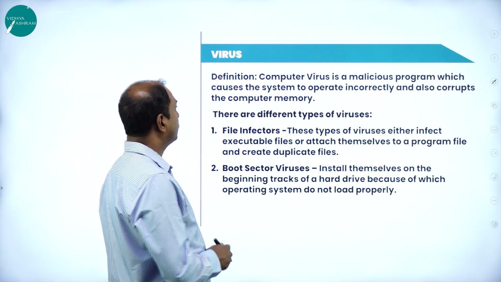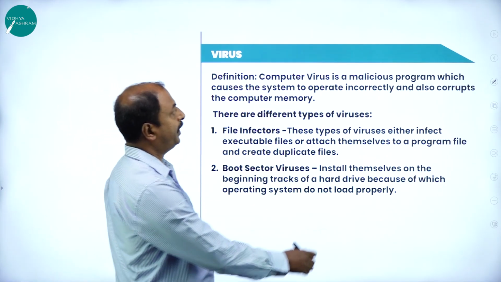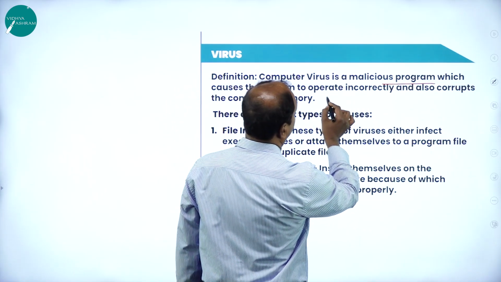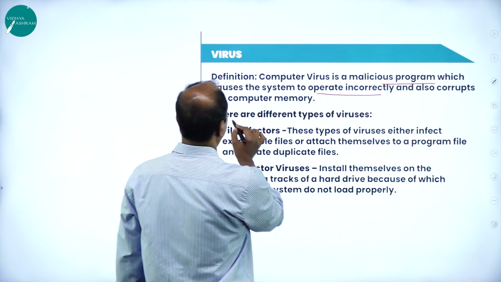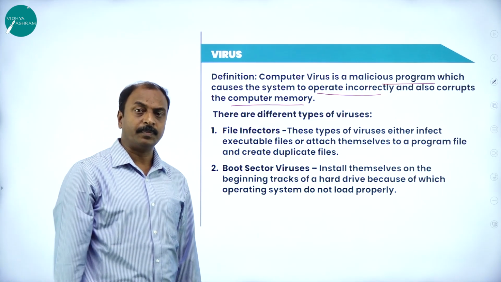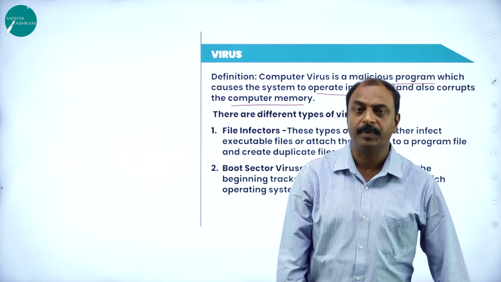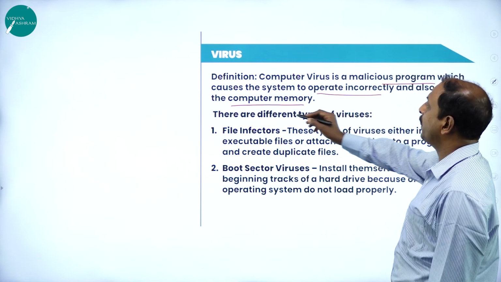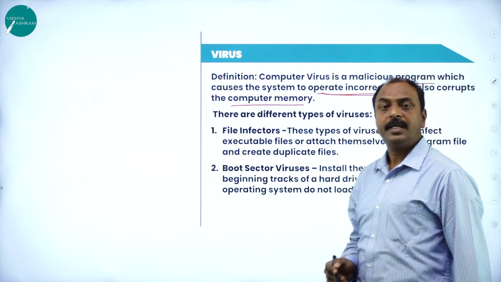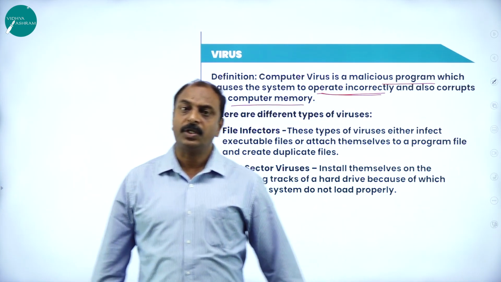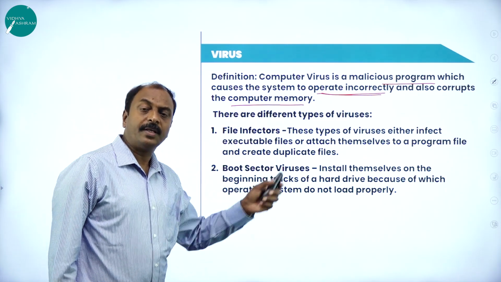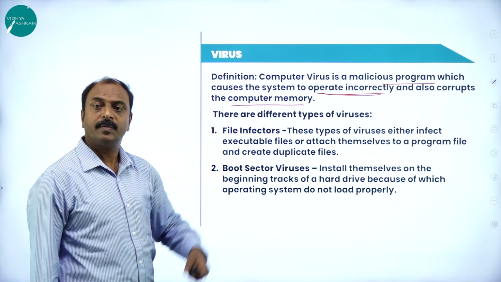So what is a virus? A computer virus is a malicious program. It is a computer program which causes the system to operate incorrectly and also corrupts the computer memory. A virus is one of the application programs which causes damage to your computer system, or is responsible for malfunctioning of the computer system. It affects the computer hardware, software, as well as computer memory.